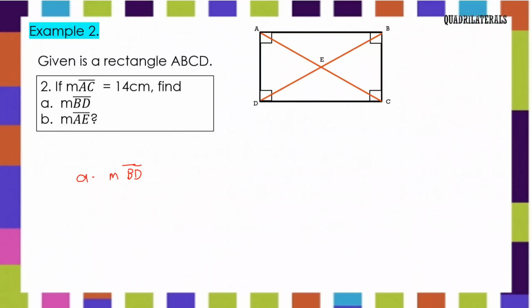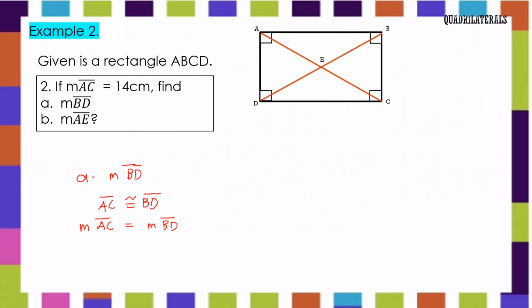Okay? So, we all know that a rectangle is a parallelogram. And in a parallelogram, diagonals are congruent. Ibig sabihin, kung ano ang measure ng AC, yun din ang measure ng BD, since AC is congruent to BD. Since in a parallelogram, the diagonals are congruent. Kaya, whatever the measure of AC, that will be equal to the measure of the other diagonal BD.